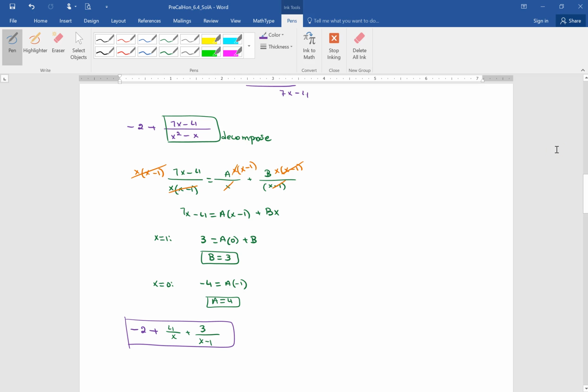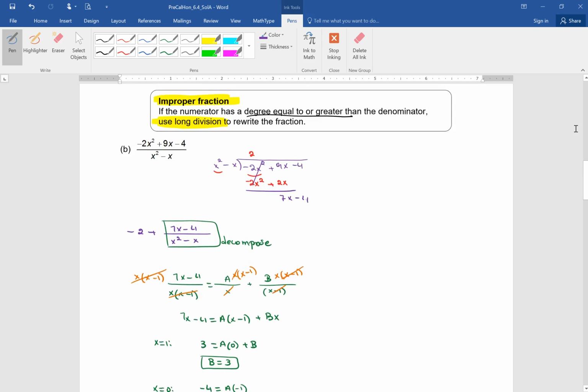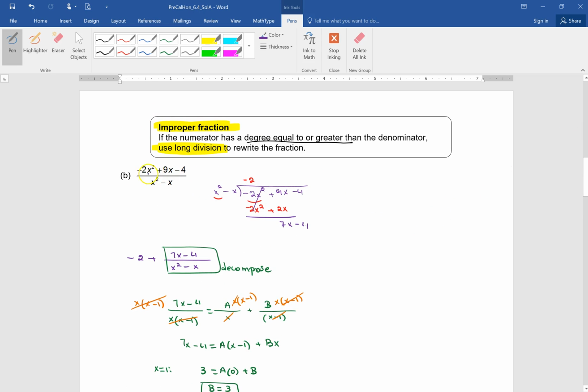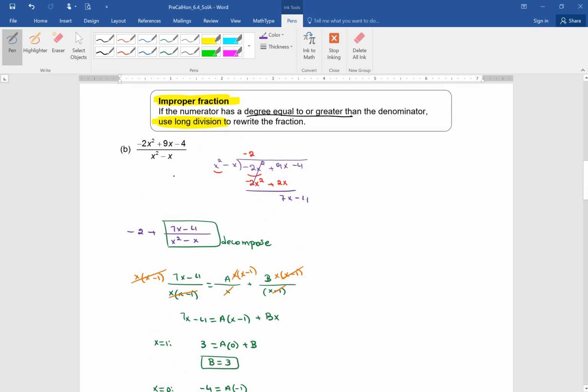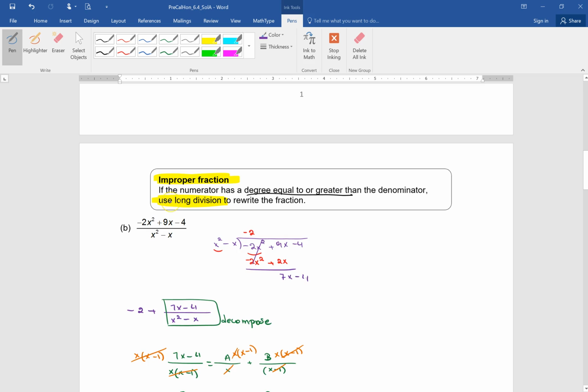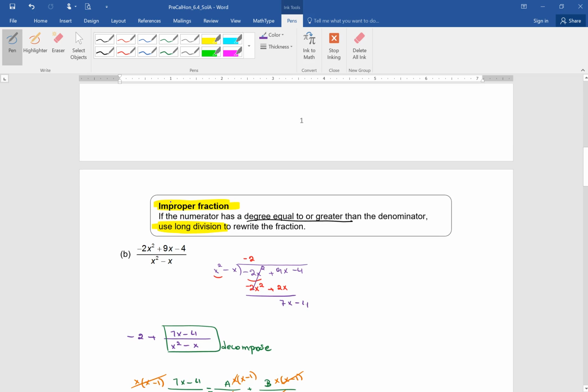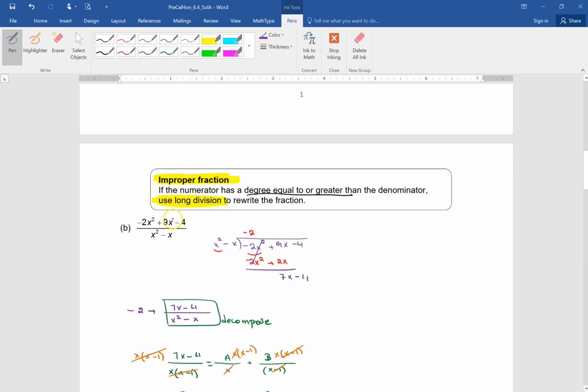Right, so if you make a common denominator and add the fractions, what will you get back? Your original fraction of -2x squared plus 9x minus 4 over x squared minus x. Okay? Yeah, this is nice. So you're decomposing it into simpler fractions, which when added give you that complicated rational expression. Okay, so both of these now were part of the first case where the denominator is just single linear factors.